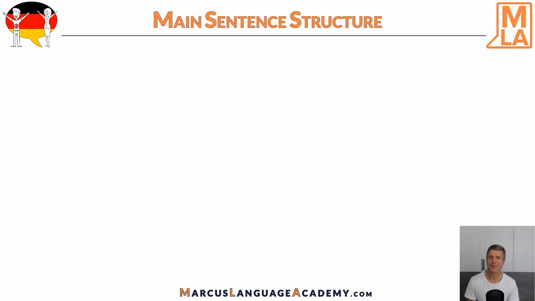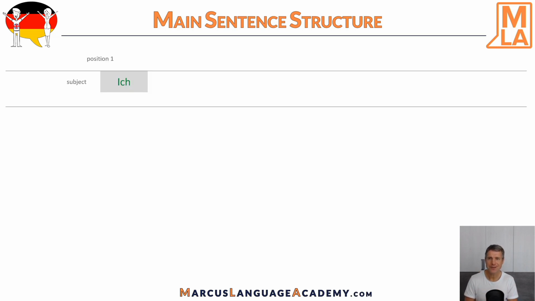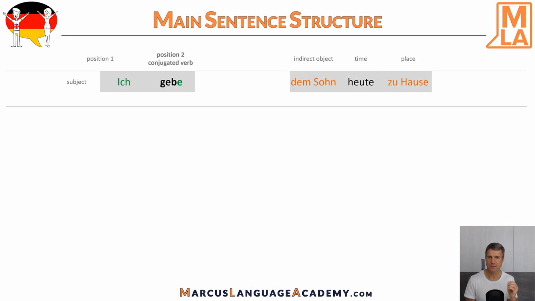The word order in German sentences is an important topic. But let's just take a look at a normal sentence. First, we have the subject here, ich. After that comes our conjugated verb, gebe. Then, for example, the indirect object, dem Sohn. And after that, the time, heute. Next, the place, zu Hause. And finally, the direct object, der Ball.